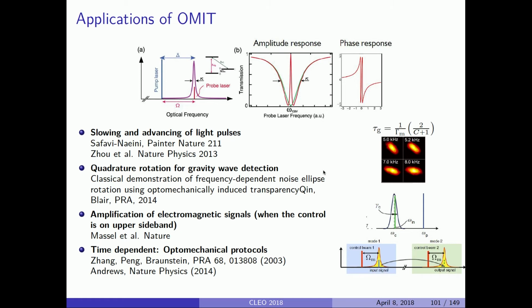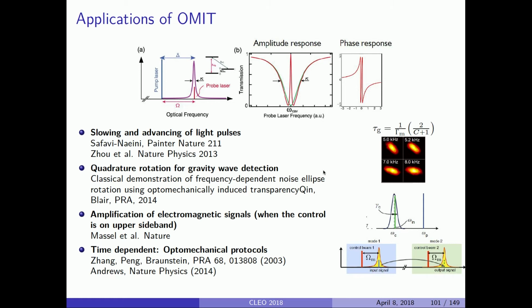What LIGO needs to do is rotate the quadrature of optical fields. As LIGO detects at low frequencies, 0 to 100 hertz, they need to change the quadrature over a frequency range from 0 to 100 hertz. So they would need a cavity with a 100 hertz line width. One way you can do this quadrature rotation is by using this optomechanically induced transparency.